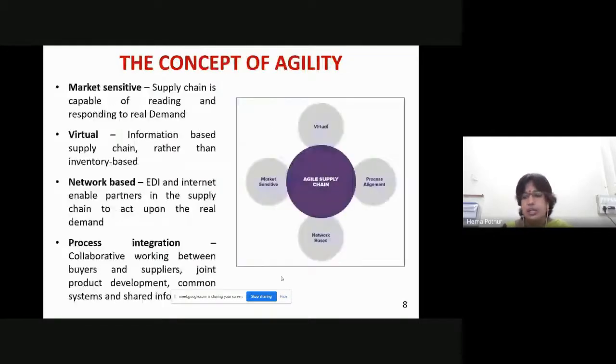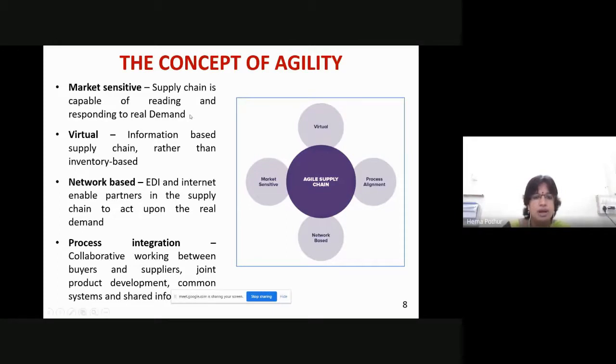And coming to the concept of agility, look at this diagram, where the center one is the agile supply chain. We have a few more: market sensitivity, network based, process alignment, and virtual. How exactly are all these four compensating the agile supply chain? This will enable us to learn what exactly the concept of agility is.